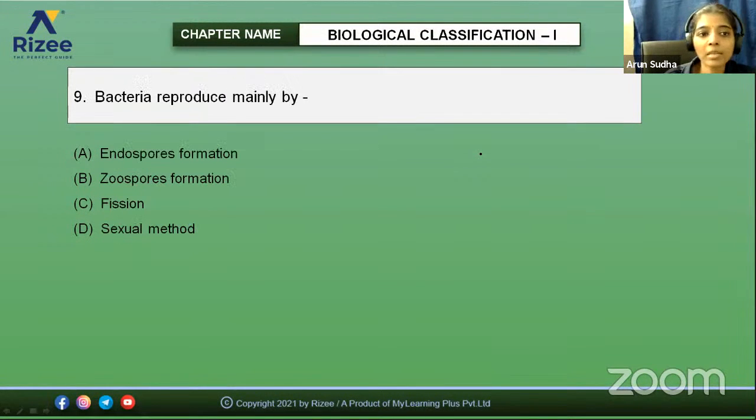So the next question is, bacteria reproduce mainly by endospore formation, zoospore formation, fission, or sexual method. Though we saw all the modes of reproduction, they asked mainly by. So read the question properly, then answer. The answer is option C, by fission. So bacteria reproduce mainly by fission. Endospores and the sexual method also exist, and zoospores are spores that are motile, for mobility.